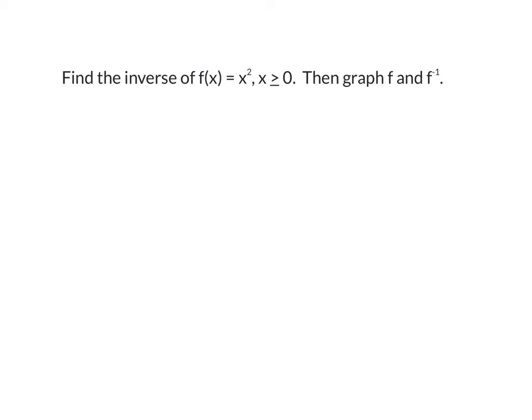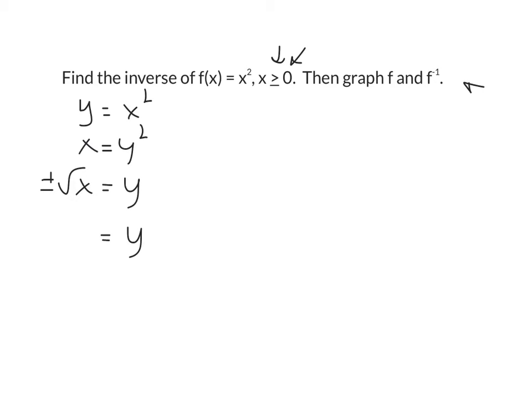This one says, find the inverse of f of x equals x squared, as long as x is non-negative, x is 0 or greater, then graph both of them. So the inverse would look like this. Remember, first I put the y in. Once you put the y in, you switch the x and the y, like we always did. To get the y by itself, I have to take the square root of both sides. Technically I would do plus or minus, but because we're restricting our domain, I'm only going to use just the positive square root of x. That way it will pass the vertical line test and it will be a function.